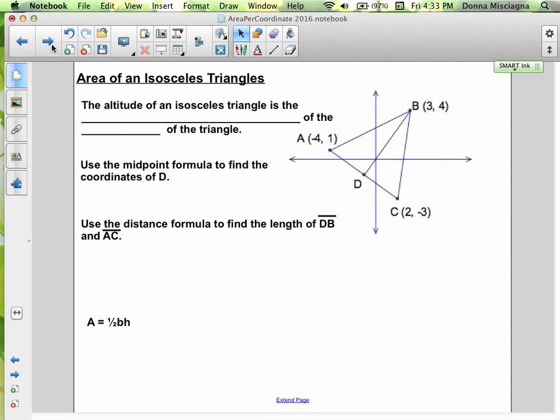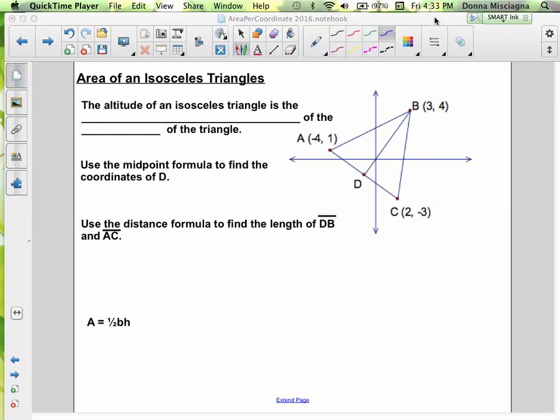So the altitude of an isosceles triangle is in the blank of the triangle. Well, let me just move, I'm sorry, I have a screen recording box and it's blocking half of my thing there. All right, is the, what I want to say. Excuse me, let me read my sentence again so I can remember what I intended.